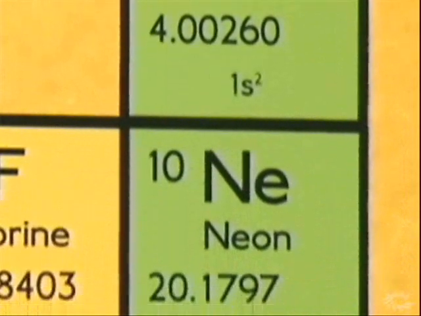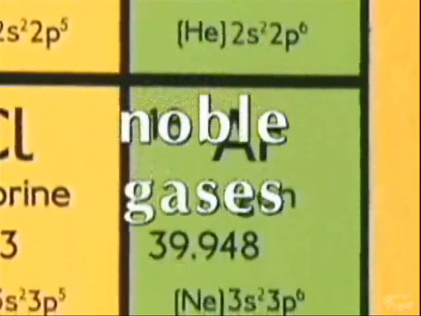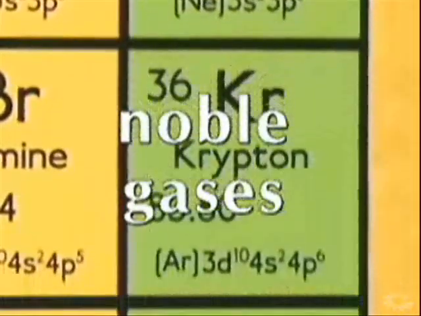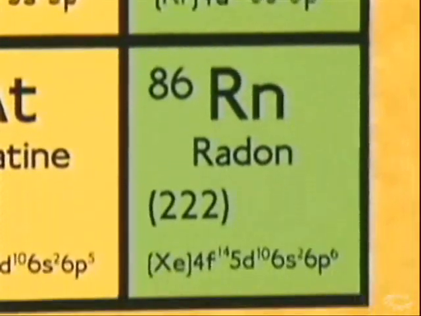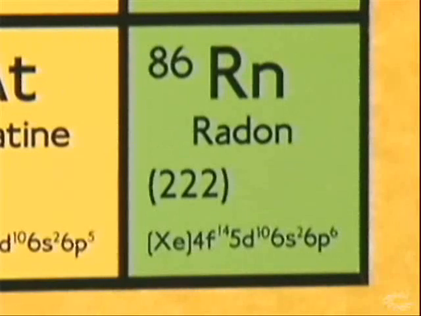Included in the p block are the noble gases at the right-hand side of the table. Because their valence energy levels are full of electrons, the noble gases rarely interact with other elements.